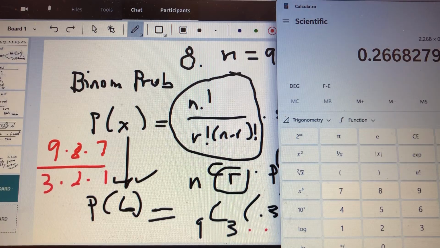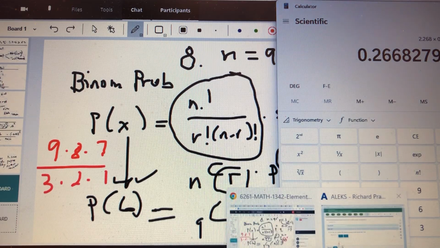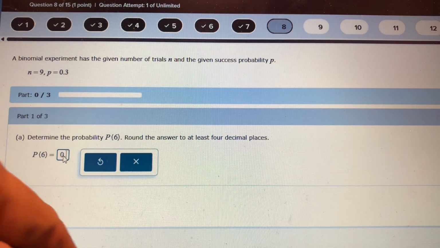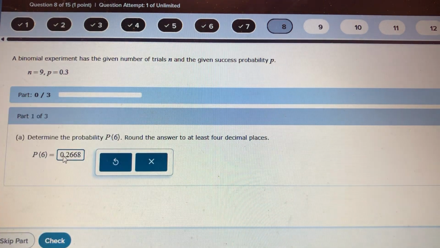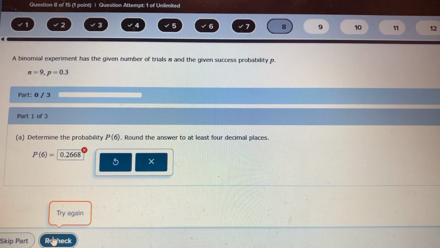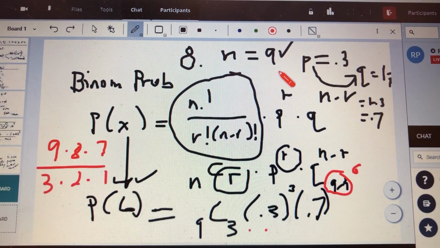2, 6, 6, 8. They usually like 4 decimals here, but I should check. Maybe they only want 3. 2, 6, 6, 8. See, 4 decimals. Let's see, 0.3. Oh, 9. Did I say 7? 9. 9 combination 3.